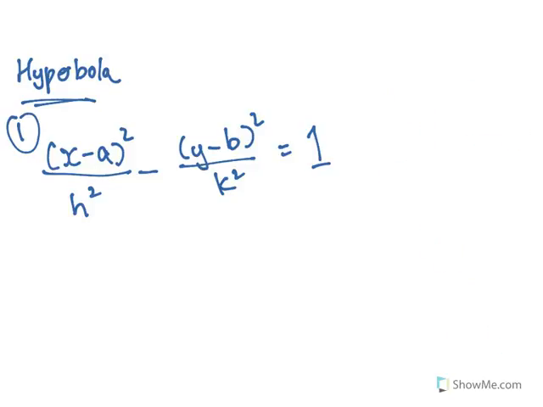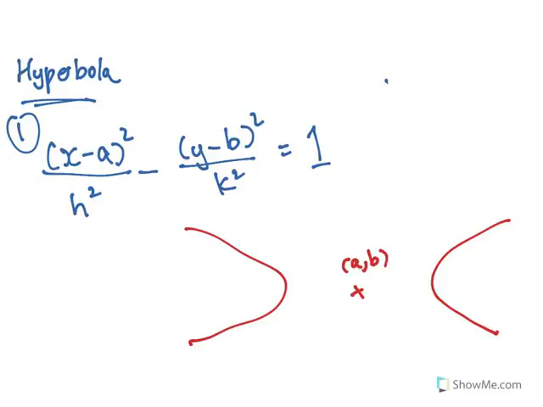X comes first, right? What it will look like is in this manner. So this A and B, what is it? It's actually the center. Imagine if my shape looks this way. Sorry, it should be X come first, so it should look this way. This center will be (A, B). This will be the center of the two hyperbolas. It's not on the hyperbola, but it's in the center.